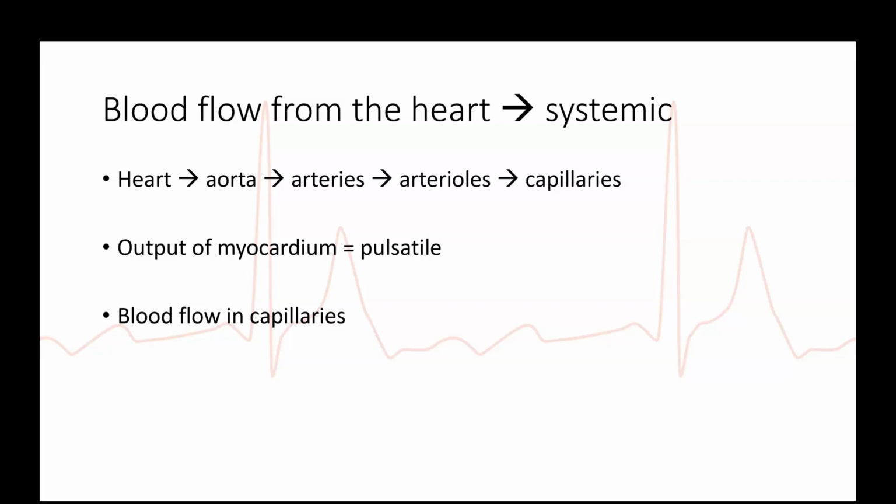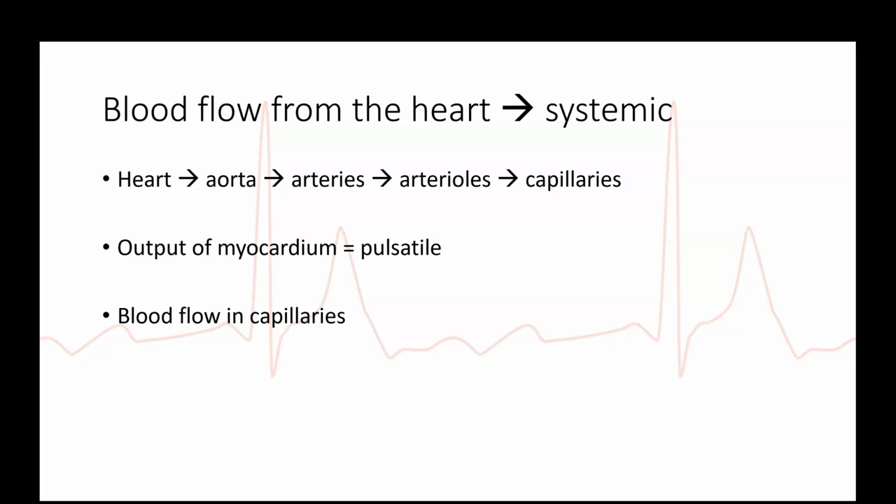We said that the output of the myocardium is pulsatile. Yet when we get to the capillaries, we want slow, smooth flow. Why do we want slow, smooth flow in the capillaries? This is where gas exchange takes place. So we're going to drop off oxygen and we're going to pick up some waste, for example, carbon dioxide, right?